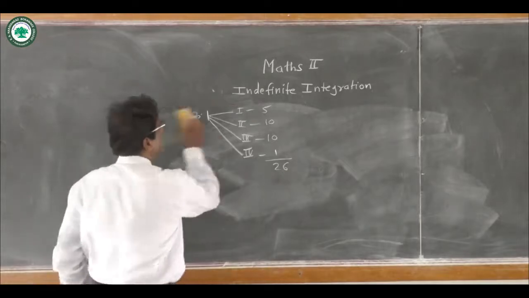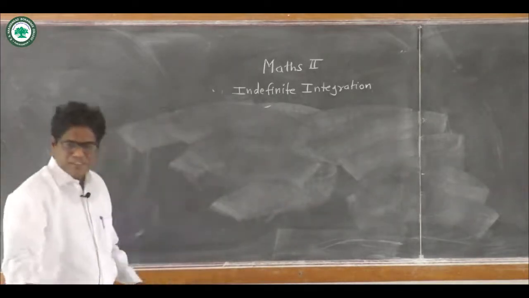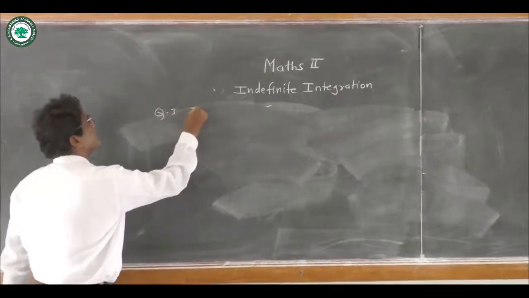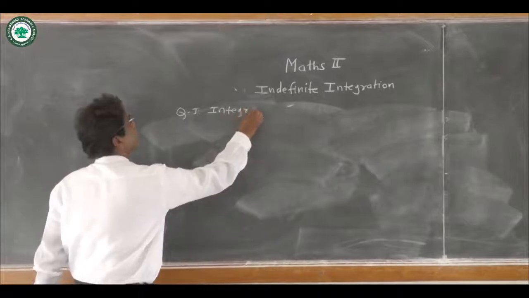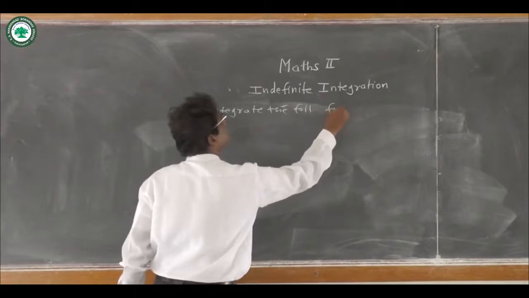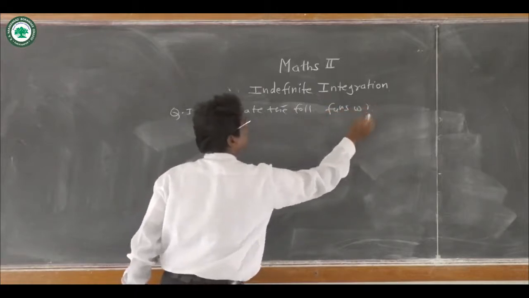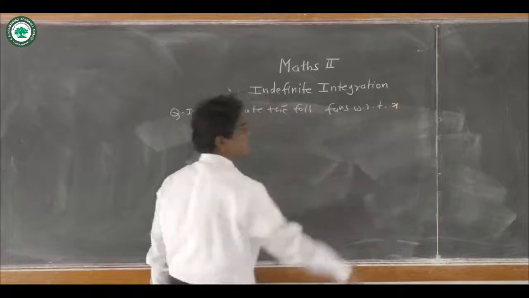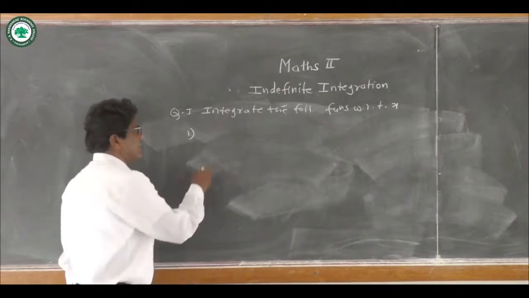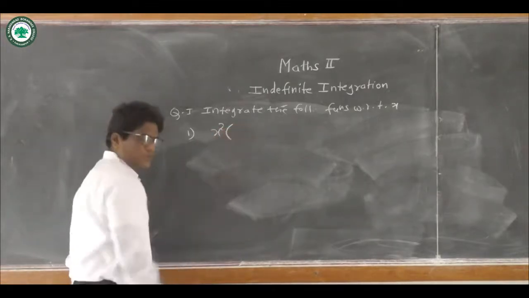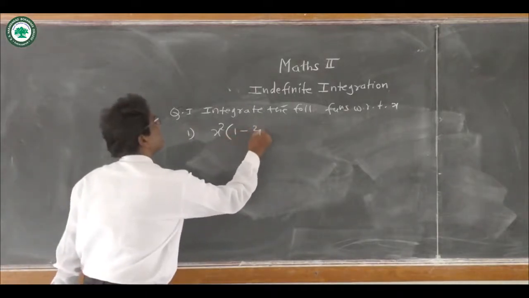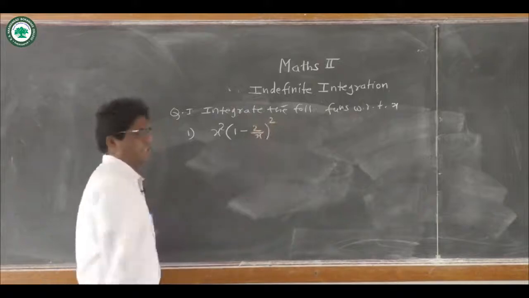Now question first. Integrate the following functions with respect to x. Now first problem: x square into bracket 1 minus 2 upon x, bracket square.